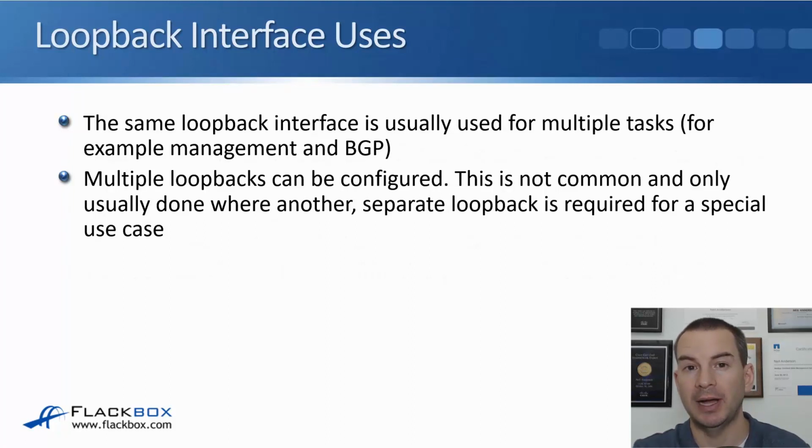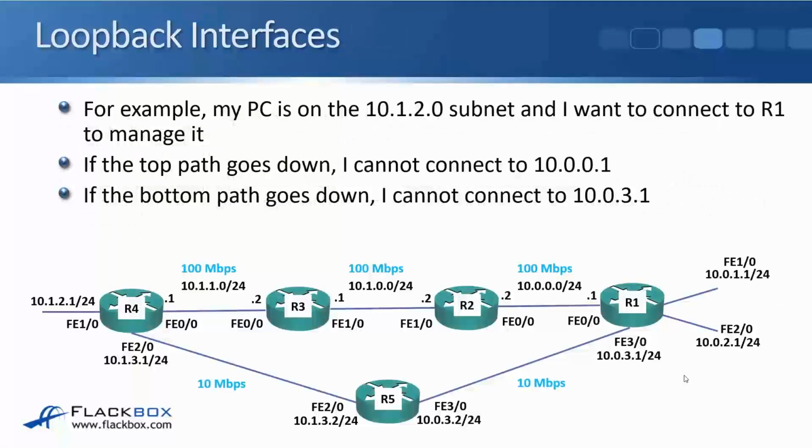The same loopback interface is usually used for multiple tasks. For example, if you need to send traffic to the router for management and for BGP, we'll usually just have one loopback interface and use the same IP address for everything. Multiple loopbacks can be configured though. It's not common, we don't normally do that. It's usually only done for special use cases where an additional loopback is required. So not standard.